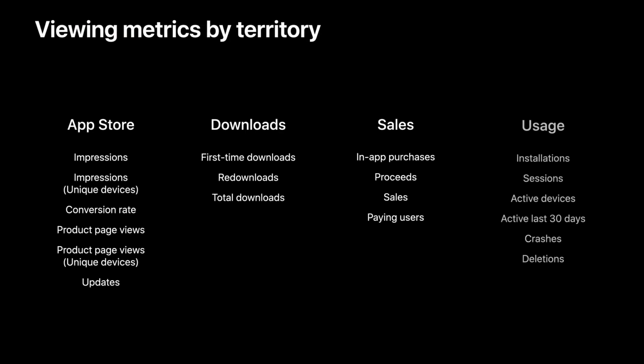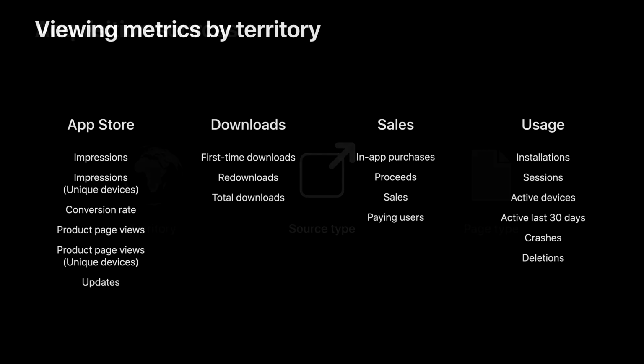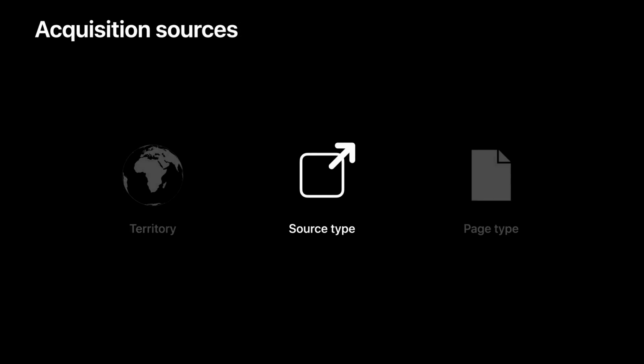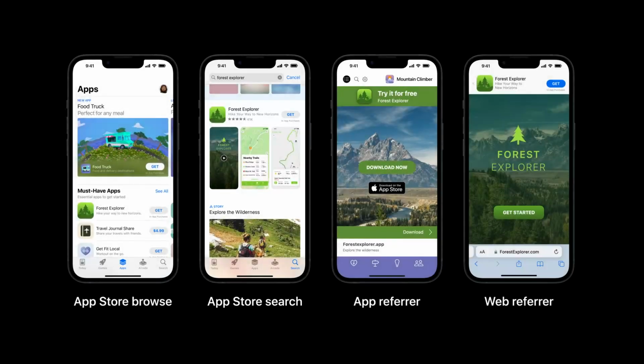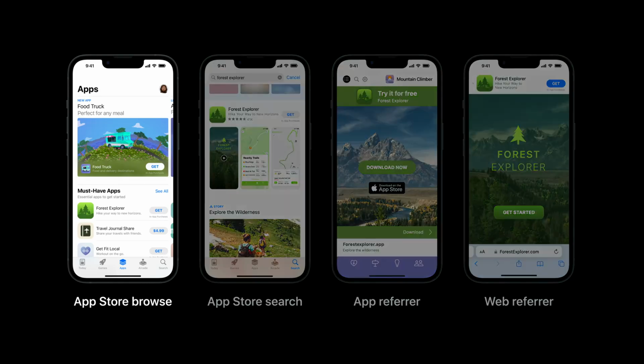You can view territory performance in App Analytics across many metrics, enabling you to get a full understanding of how well you're acquiring and engaging people around the world. Next, let's talk about source type. You can view source data in App Analytics to get more detail about how people discovered your app. The 4 most common ways are through App Store Browse, App Store Search, App Refer, and Web Refer.